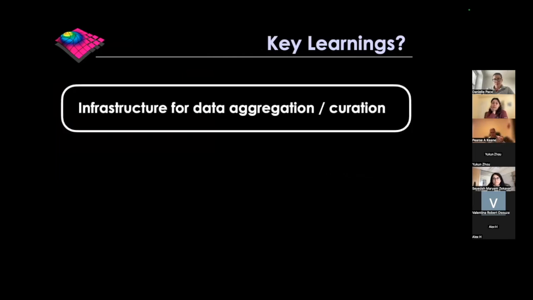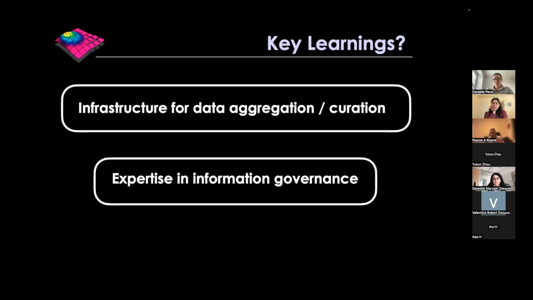So the things from this collaboration, and I'll hand over to Yukun now in just a few minutes, but a few other things just to highlight is that because of this work, we were able to build an infrastructure within Moorfields for data aggregation and curation. We were also able to get a lot of expertise in information governance and data protection, and that's absolutely essential in terms of getting access to large-scale data.